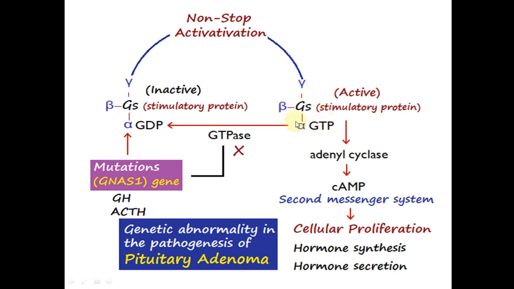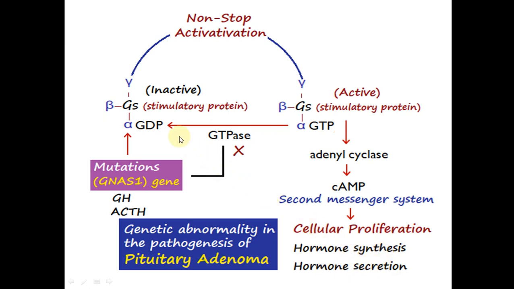Now, the G protein with GTP is the active or stimulatory form. It will activate the second messenger system, for example, it will activate adenyl cyclase. Adenyl cyclase activation will cause excess formation of cyclic AMP, and it will lead to expression of genes that will cause cellular proliferation, increased hormone synthesis, and increased hormone secretion.